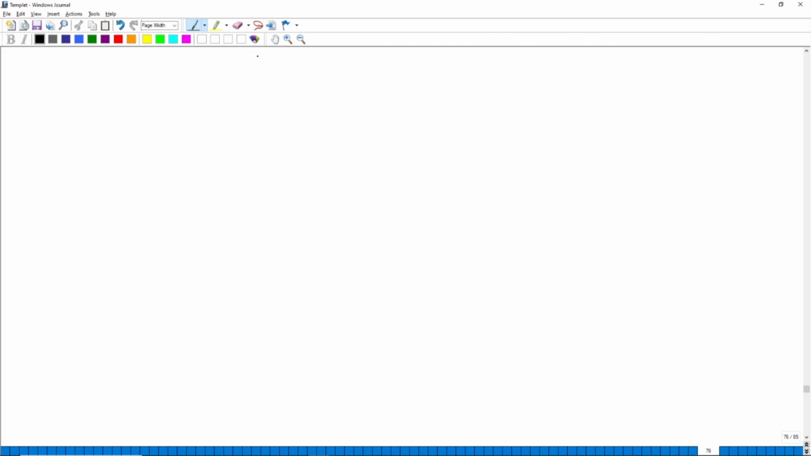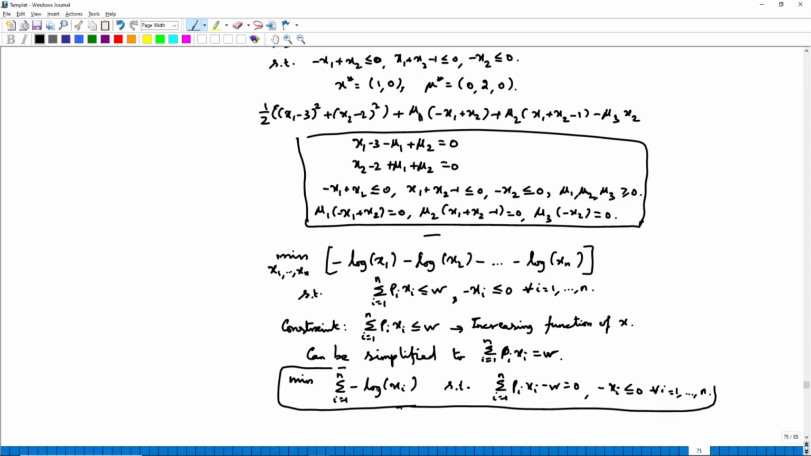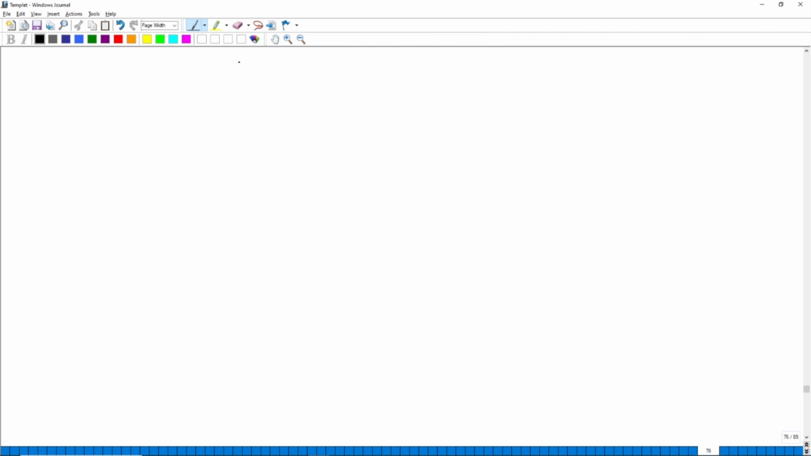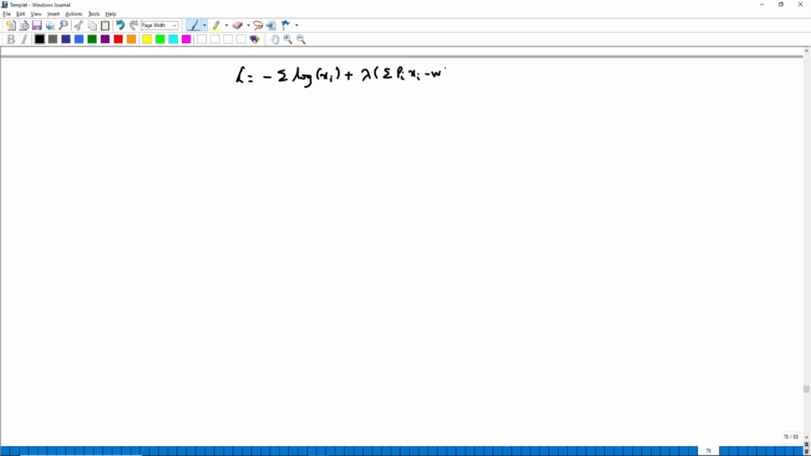Okay. Now we can write down the Lagrangian, since we are solving it analytically, right. The Lagrangian will be minus summation log xi plus lambda into summation pi xi minus W, minus summation mu i xi, all summations from i equal to 1 to n, right. So if we take the gradient of this with respect to x, you will have minus 1 by x plus lambda pi minus mu i.